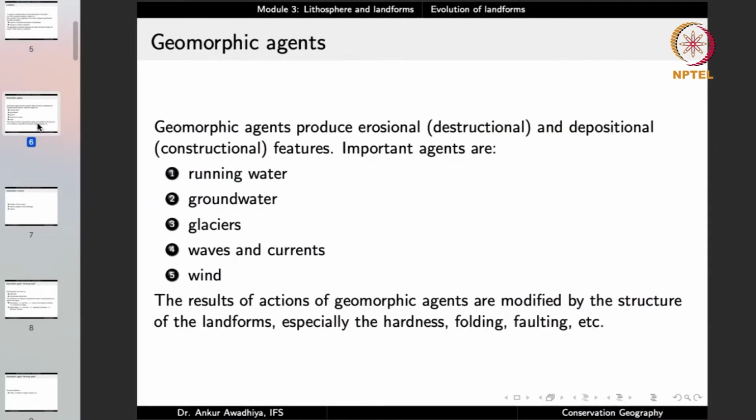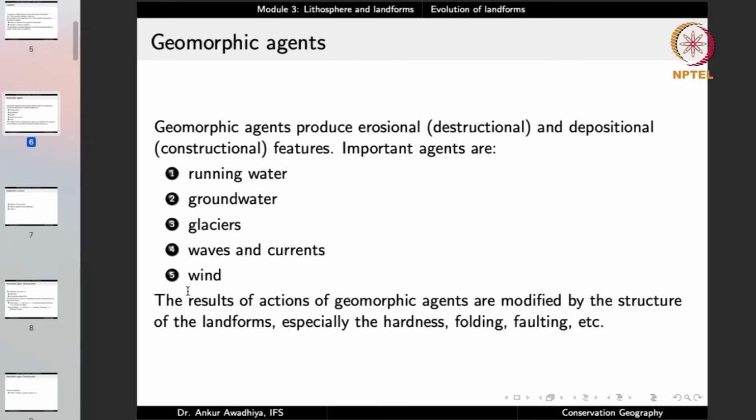Now, what are these geomorphic agents? These are the agents that produce erosional and depositional features. So they can lead to erosion. Erosion is the destruction of the landform or the degradation of the landform. And they can also produce depositional features, which is a constructional activity. And we'll look at a number of geomorphic agents. Important agents are running water, groundwater, glaciers, waves and currents, and wind.